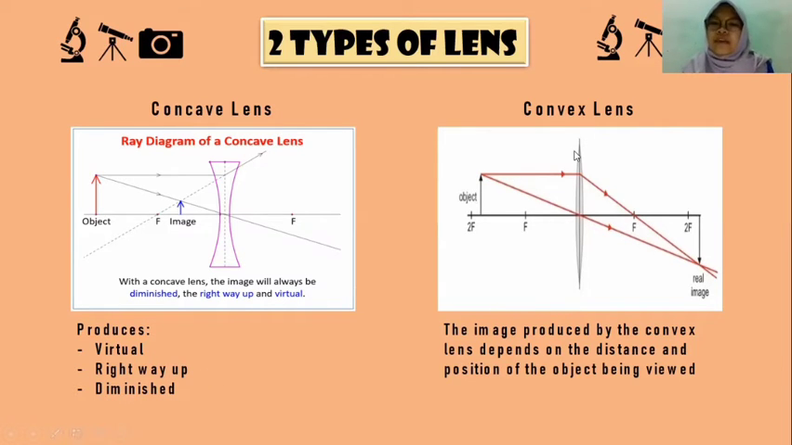And we have convex lens. Convex lens is thicker in the middle than the outside edges, and its surface is curved outwards from the center. And the image produced by the convex lens depends on the distance and position of the object being filmed.